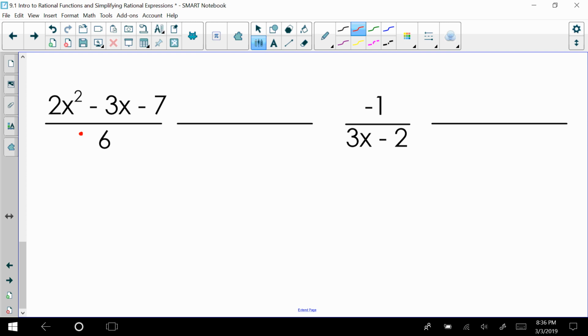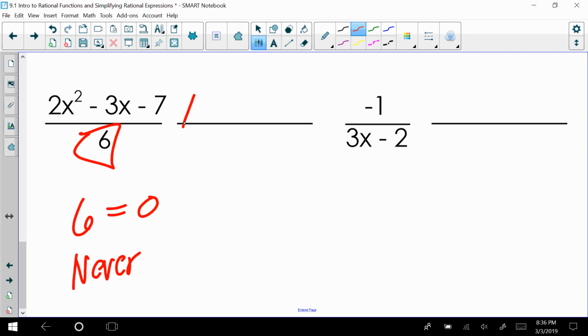Okay, now that you've had a chance, I only care about the bottoms. When does 6 equal 0? Never. Oh, and that is absolutely terrible handwriting. Let's see if I can make that a little bit better. No excluded values. There aren't any here. Plug in whatever I want. I'm good to go. That's nice.